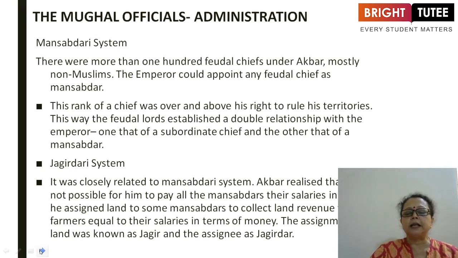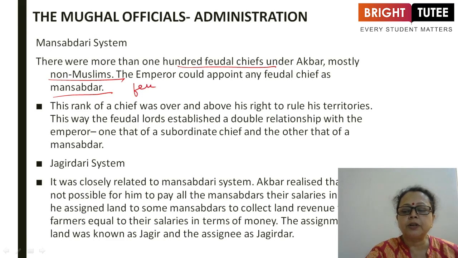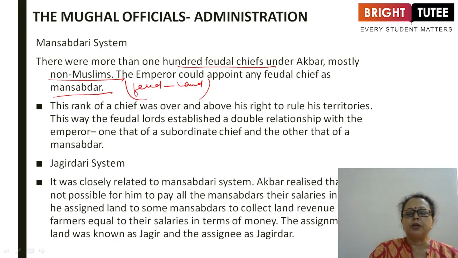There were more than 100 feudal chiefs under Akbar, mostly non-Muslims. Most of them were non-Muslims. The emperor could appoint any feudal chief as Mansabdar. Feudal means landlord. Feud is a Latin word which means land. This is the meaning of feud. So the feudal chiefs, the landlords, the land owners during the period of Akbar, were mostly non-Muslims, and the emperor could appoint any feudal chief as Mansabdar.